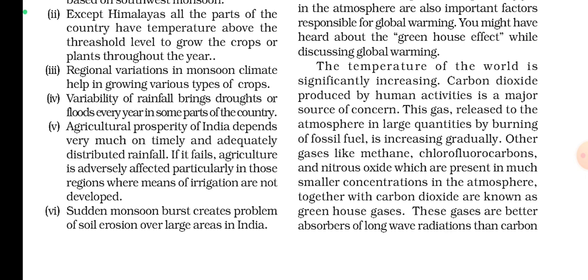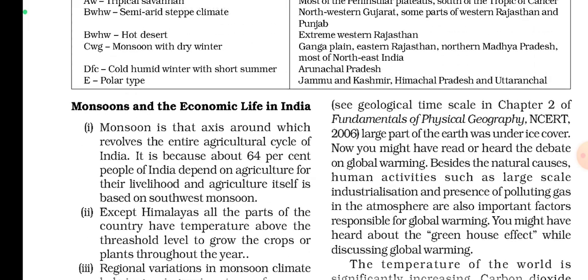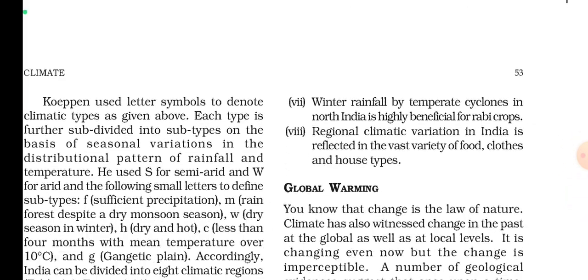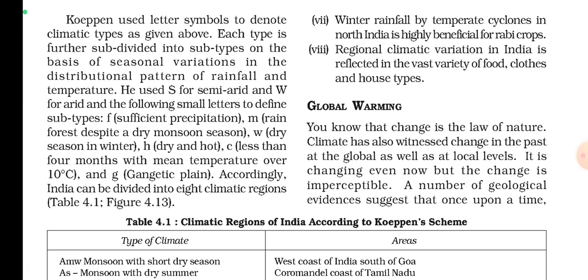Regional variations in monsoon climate help in growing various types of crops. Variability of rainfall brings droughts or floods every year in some parts of the country. Agricultural prosperity of India depends very much on timely and adequately distributed rainfall. If it fails, agriculture is adversely affected, particularly in those regions where means of irrigation are not developed. Sudden monsoon burst creates problem of soil erosion over large areas in India. And winter rainfall by temperate cyclone in North India is highly beneficial for rabi crops. Regional climatic variation in India is reflected in vast variety of food, clothes and house types.